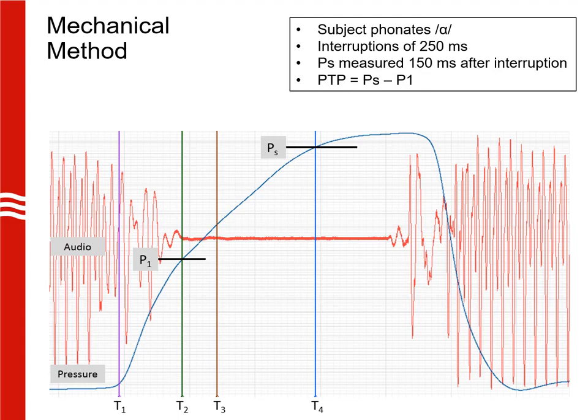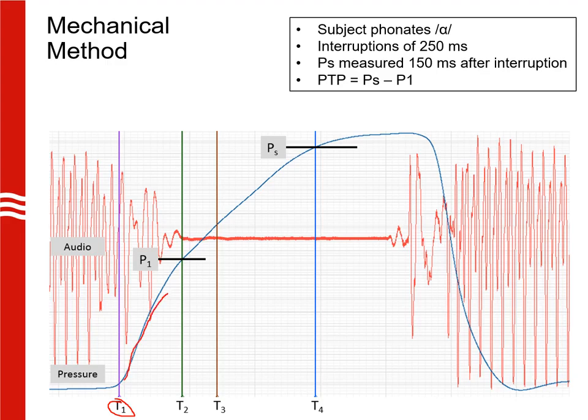Pressure again is in the blue and the audio is in red. Because the subject is saying "ah," phonation is constant until the balloon valve inflates and initiates the interruption. While the balloon is deflated, the pressure in the device is at 0. At T1, down here, the balloon inflates and blocks the tube, causing the pressure in the tube to start to increase.